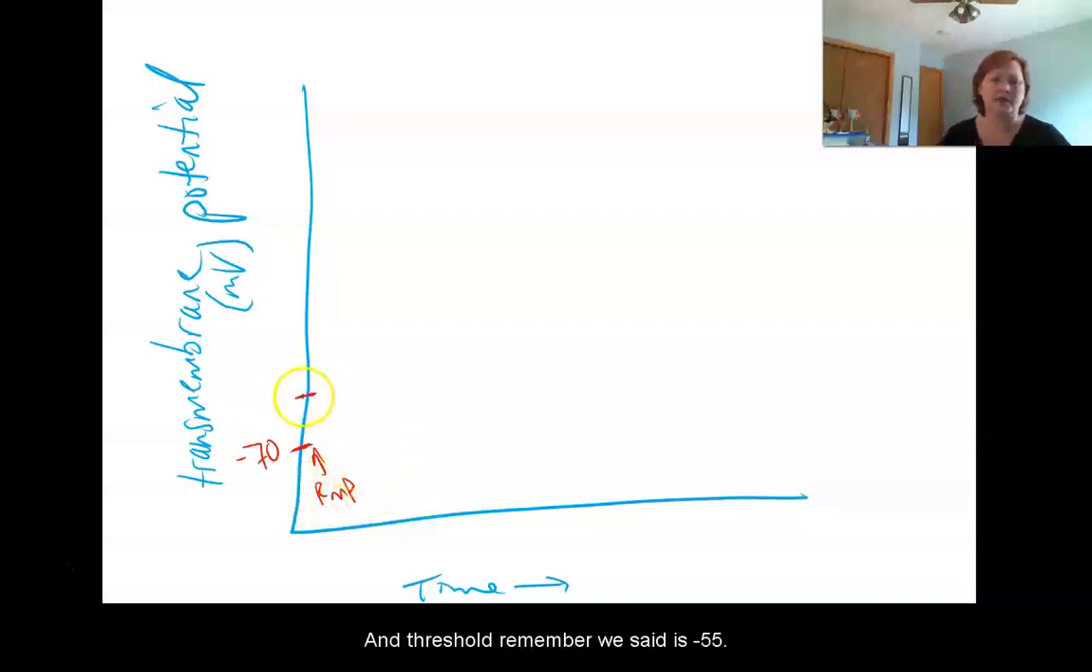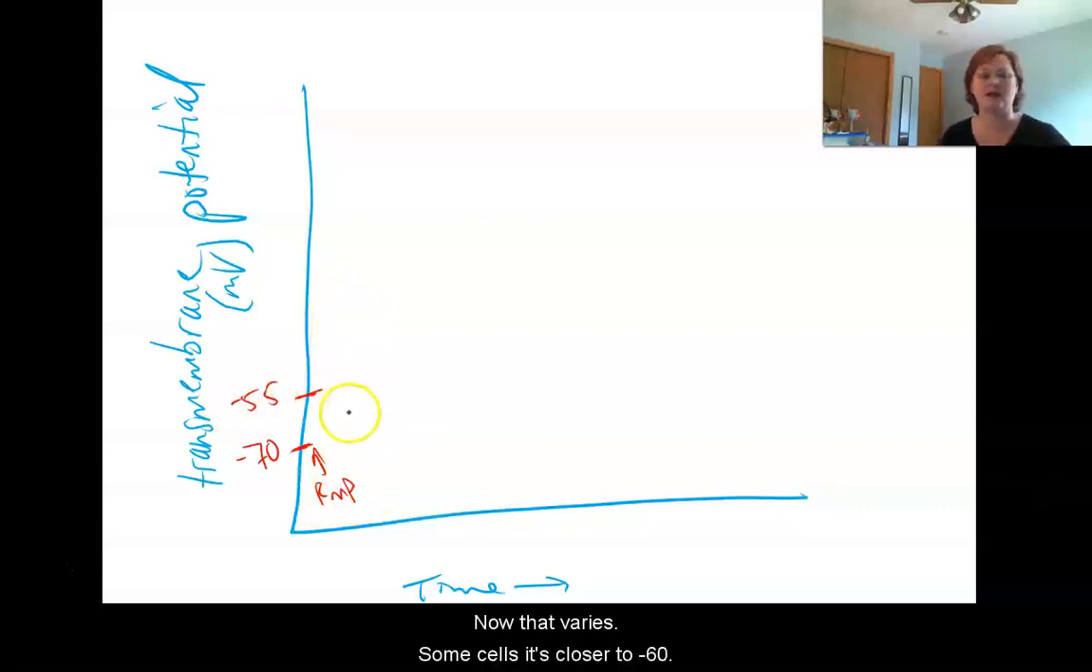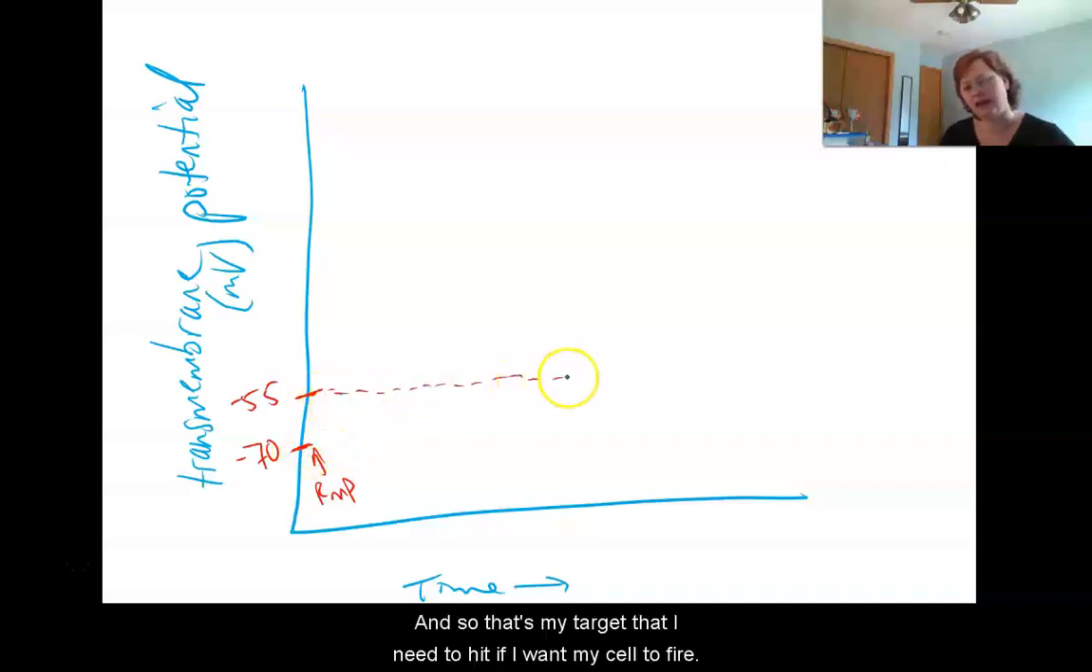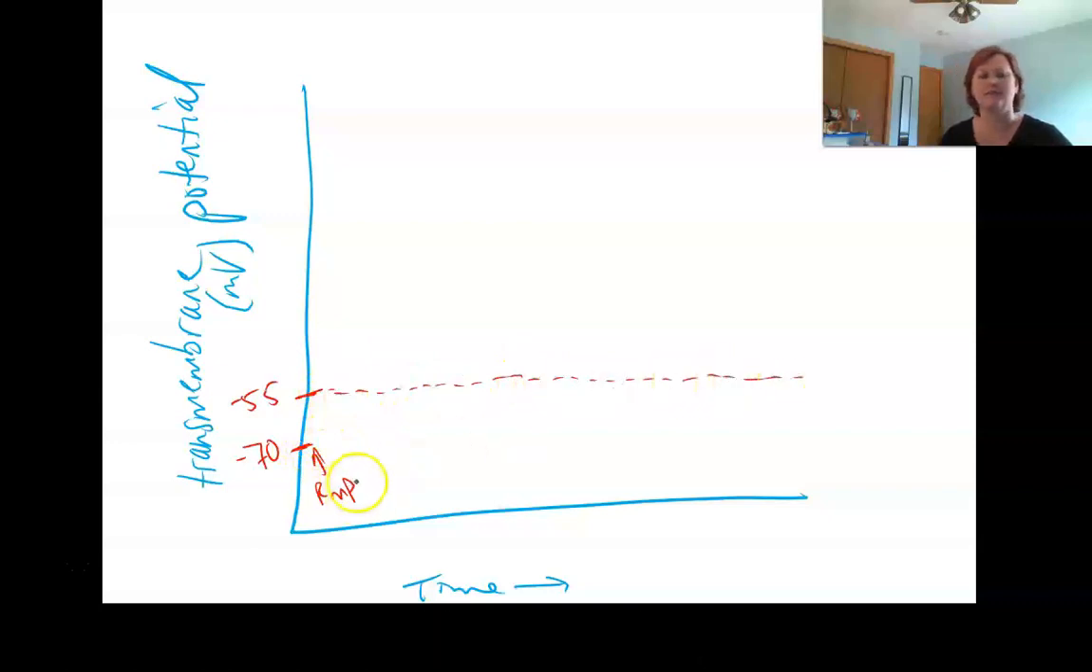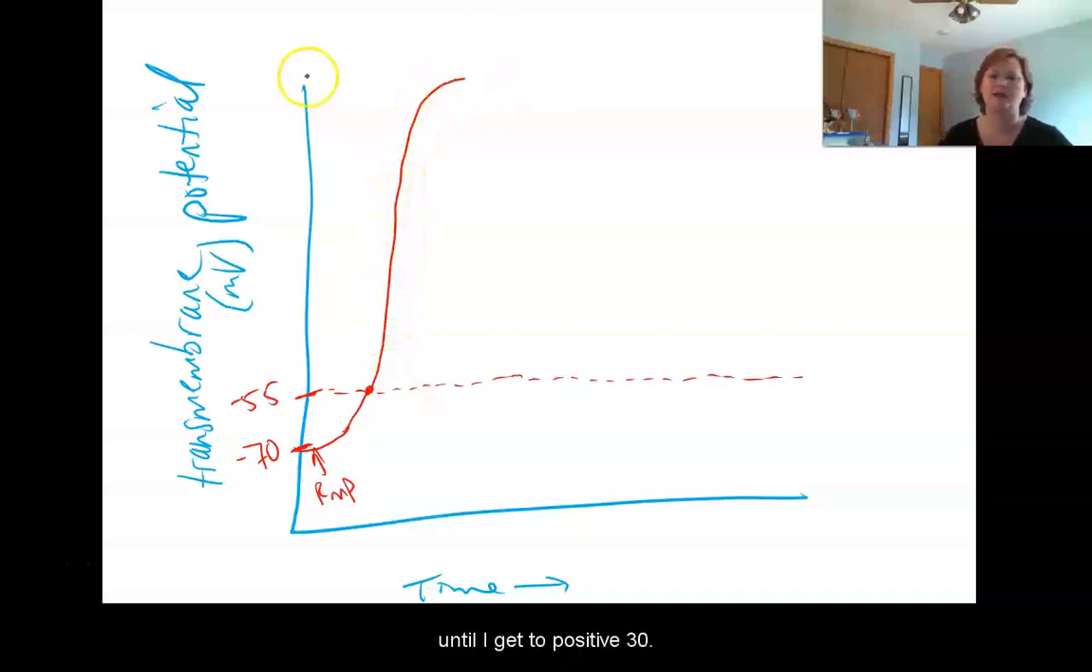And threshold, remember we said, is minus 55. Now that varies. Some cells it's closer to minus 60. And so that's my target that I need to hit if I want my cell to fire. If I stimulate the cell and some sodium moves in, but I only get to about here, I haven't reached threshold, so I'm not going to fire. I'm just going to go back to resting. But if I get to here, that's when those sodium gates are going to open. Sodium is going to rush into my cell until I get to positive 30.